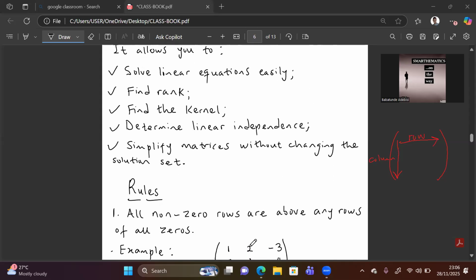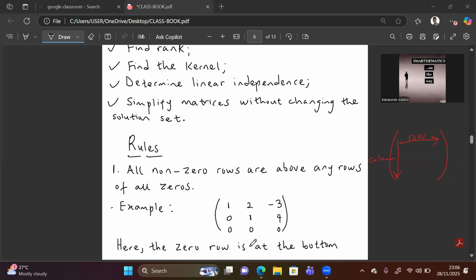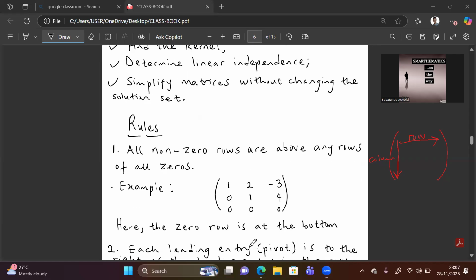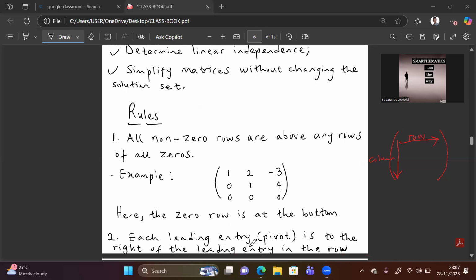Now, mathematics is just like a game. It's a game, yes, because it has to do with algorithm, step-by-step solution. And for every algorithm, for every game you play, there are rules. So let's look at the rules that guide echelon form. This rule is what will help you to know how to write a given matrix in its echelon form. The rules are not much. We only have 3 of them.